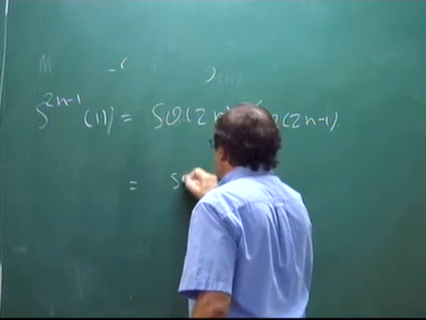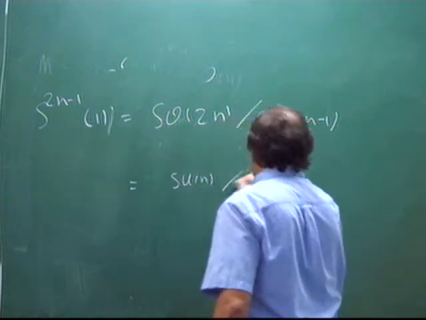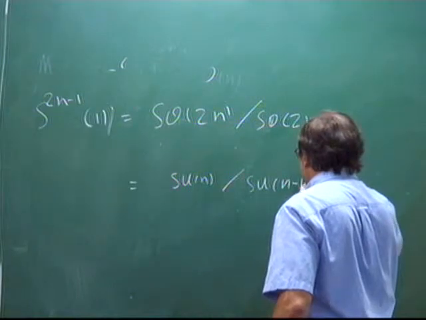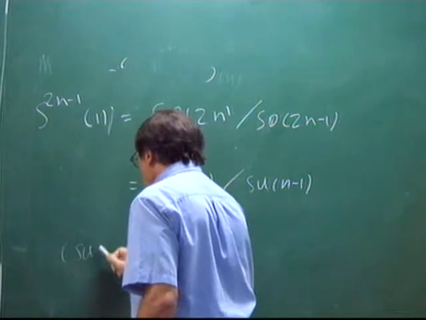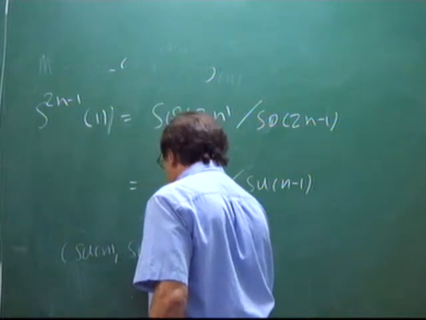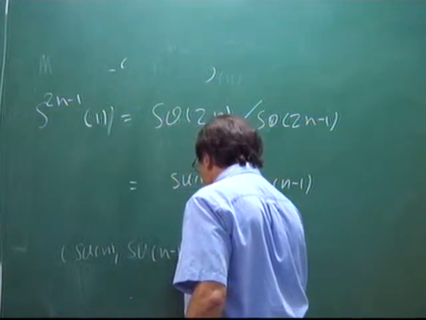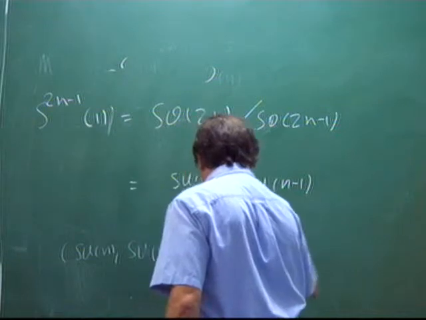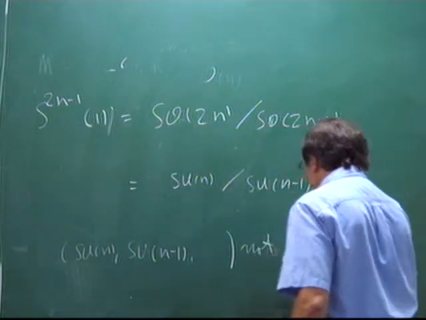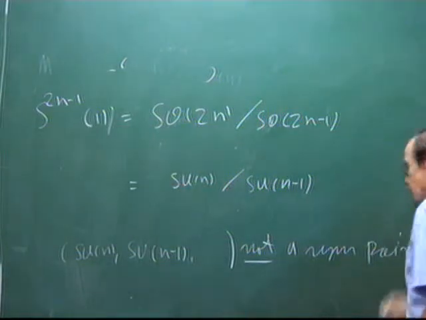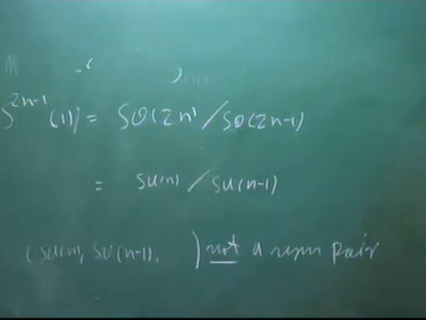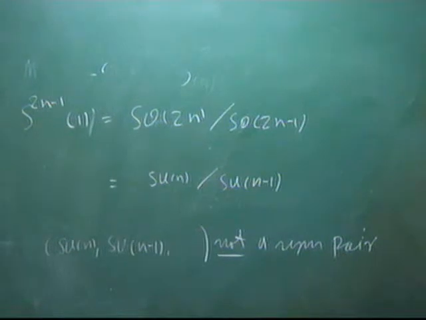And so it's also SU(n) mod SU(n-1). The claim I want to make is that if I look at that pair, SU(n-1), this is not a symmetric pair, although the quotient is a symmetric space. But the quotient hasn't changed the metric. It's still the round sphere metric.